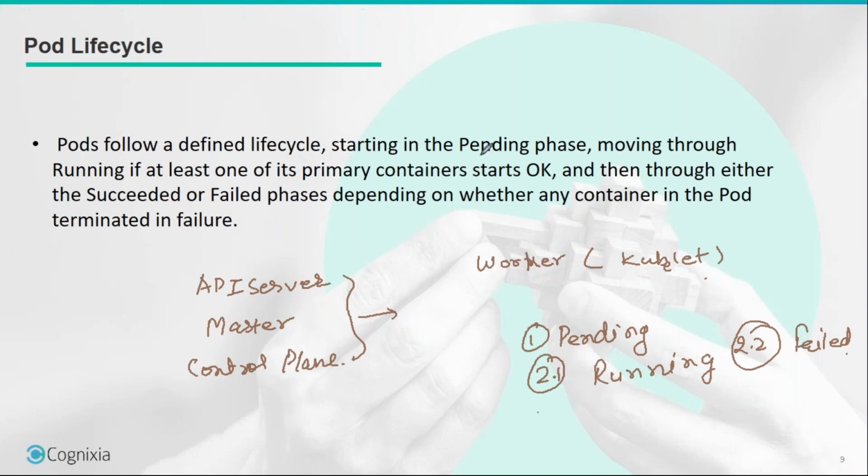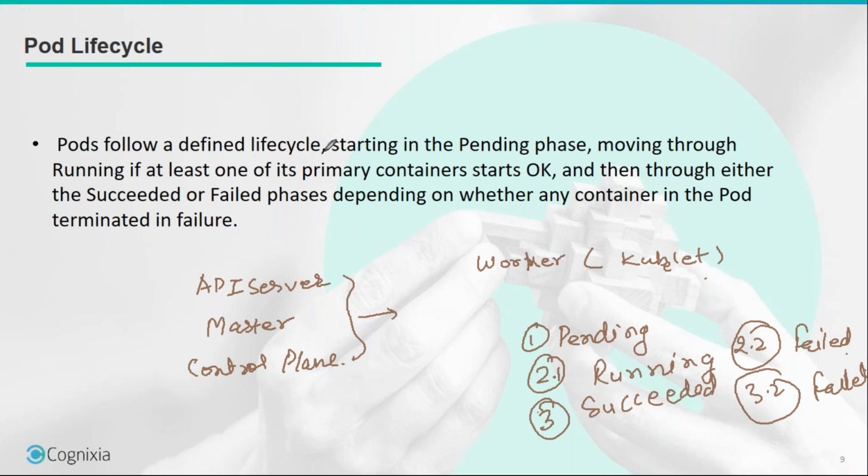Okay, if it is in the running state, and after that you finish your pod work, then it will be in the succeeded or failed state. So this is the life cycle.